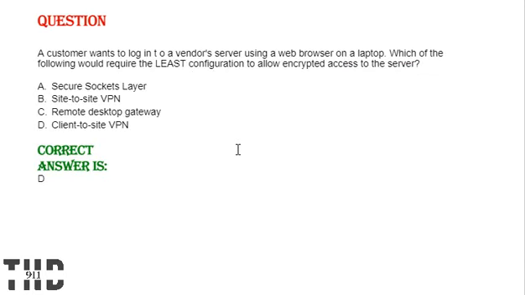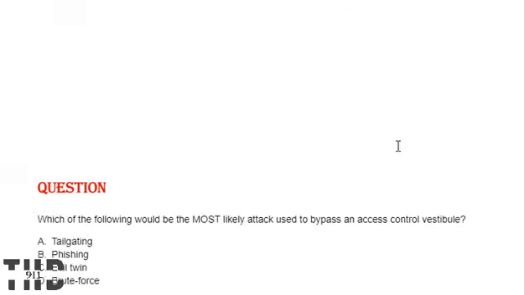The customer wants to log in to a vendor server using a web browser on a laptop. Which of the following would require the least configuration to allow encrypted access to the server? Option A, secure socket layer. Option B, site to site VPN. Option C, remote desktop gateway. Option D, client to site VPN. The correct answer is option D.